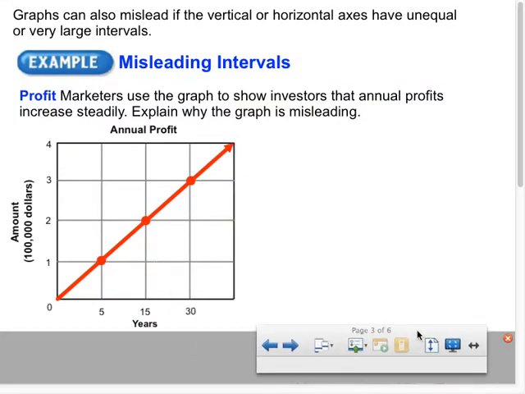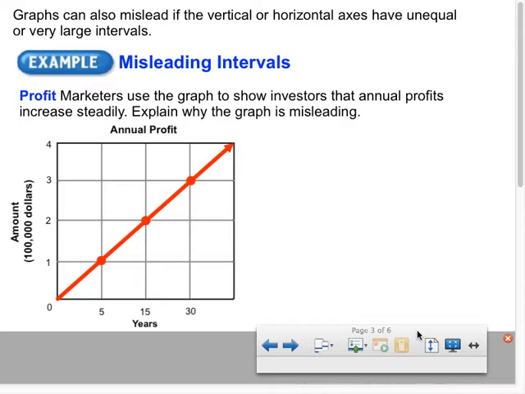More misleading data. Graphs can also mislead if the vertical or horizontal axes have unequal or very large intervals. Example, misleading intervals. Profit. Marketers use the graph to show investors that annual profits increase steadily. Explain why the graph is misleading. Why is this graph misleading?